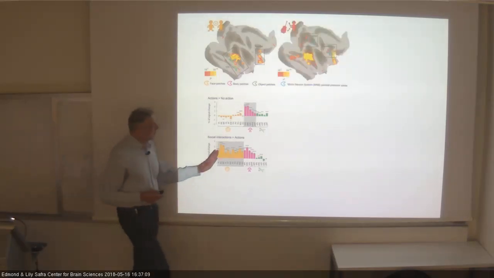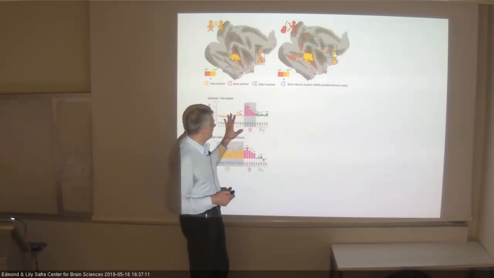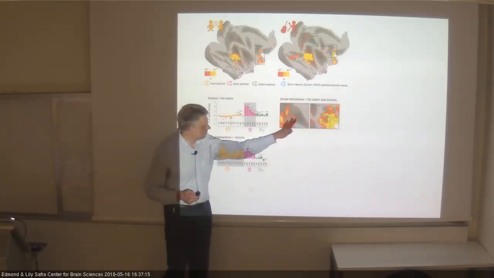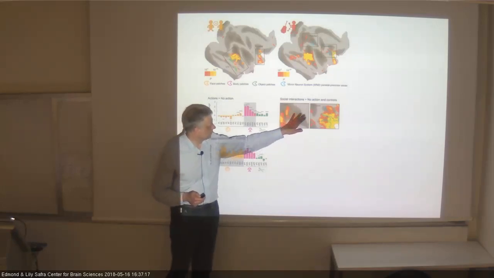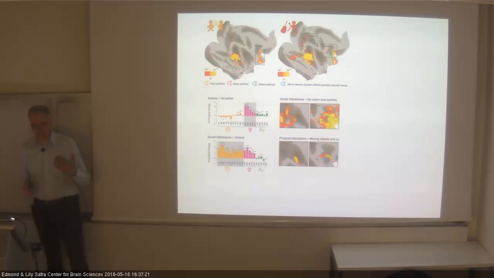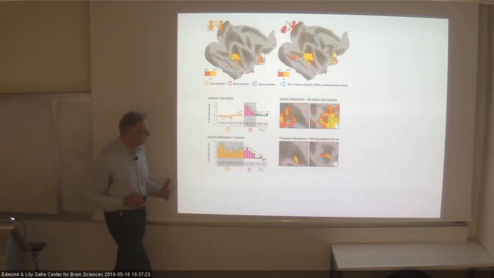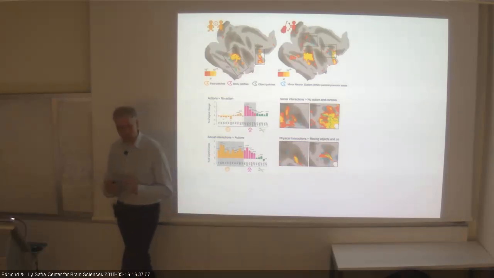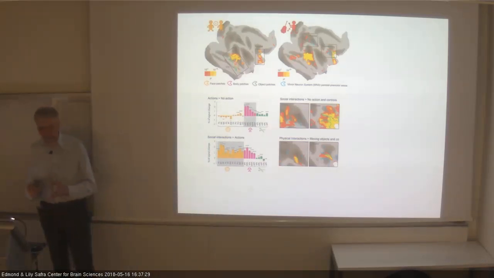What about the mirror system? Julia mapped it separately, just as she mapped these areas separately. She found that yes, there is engagement of the mirror neuron system by social interactions more than by no-action controls. She also found, and this is maybe the most interesting finding on the mirror neuron system, that the system is completely engaged by just observing physical interactions between physical items.